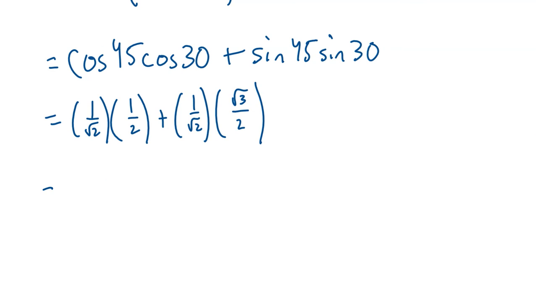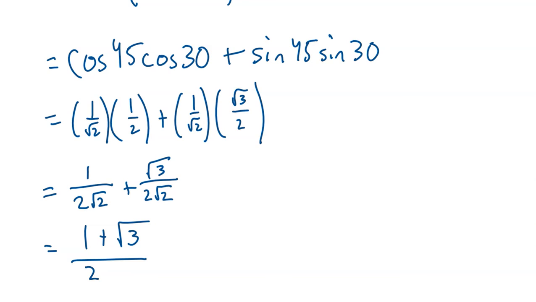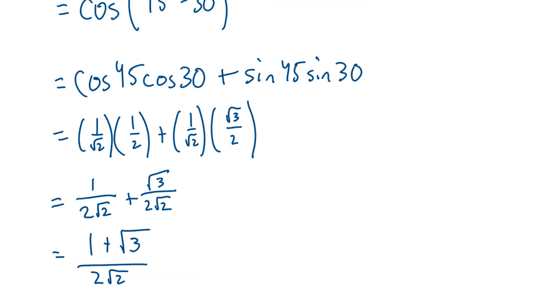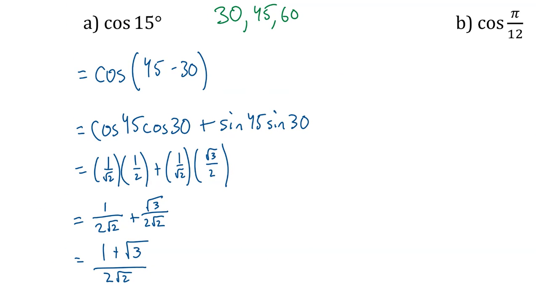Okay, then we expand. 1 times 1 is 1. Root 2 times 2 is 2 root 2. 1 times root 3 is root 3 over 2 root 2, which is 1 plus root 3 over 2 root 2, and we're done. If you put cos 15 into your calculator, it would not give you that exact answer because that answer has the denominator rationalized, right? So you can't just use your calculator and write down the answer. You have to show the steps, and that's the answer that I want to see on a quiz or a test. Any questions?